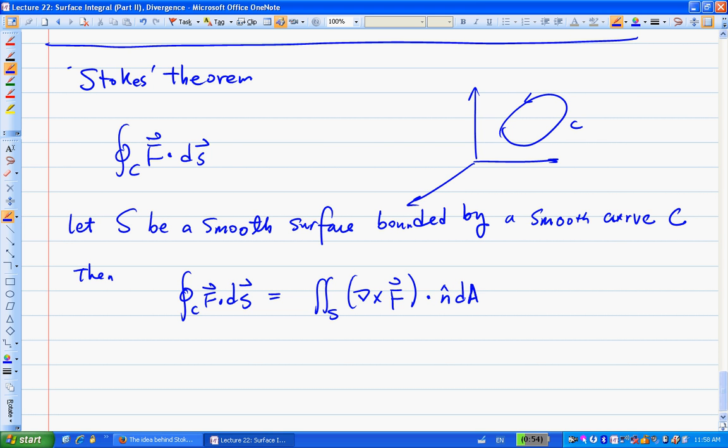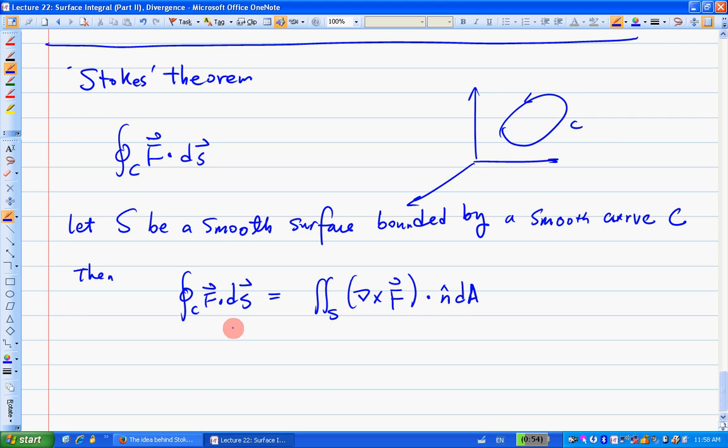Will equal to this. So this is basically the Stokes Theorem. Now I'll try to explain this Stokes Theorem here, right?